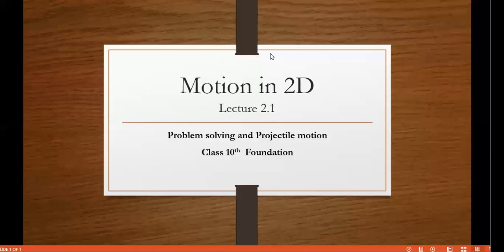Okay, so when we talk about motion in 2D, we have already studied what is a vector, how to use vectors, how the equations of motion can be used for 2-dimension and 3-dimension. Now when we talk about motion in 2-dimension, 3-dimension, we talk about vectors. That's what we have studied.